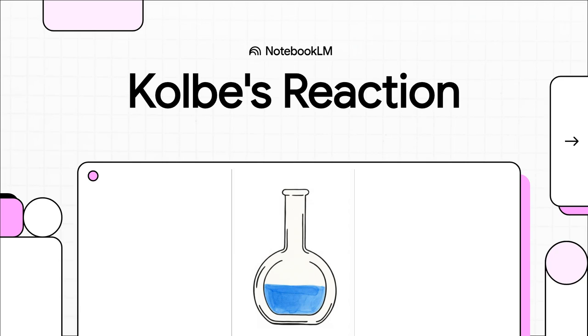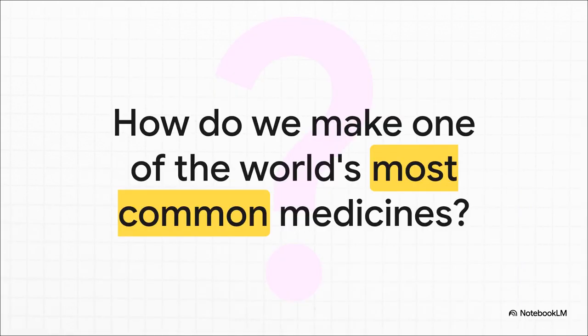Today, we're going to get into the chemical origin story of one of the most common medicines on the entire planet. It's a story all about pressure, temperature, and this brilliant 19th century discovery called Kolbe's reaction. I mean, seriously, think about it for a second. Every time you see a bottle of aspirin, you're looking at the final result of this really fascinating, really powerful chemical process. But how does that all get started?